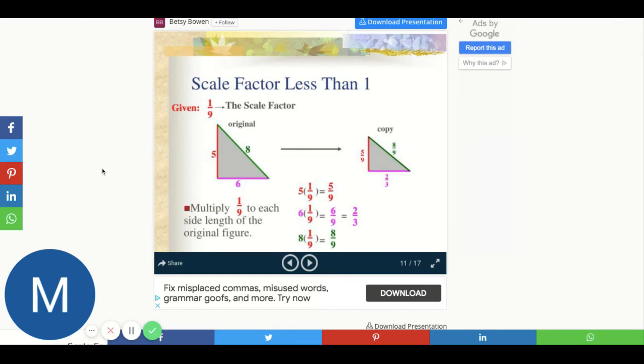Also on your Google form, you're going to be given a shape on a coordinate grid. This shape will not have the side lengths measured for you. You're going to have to do that yourself by counting the squares of each side length. For this particular triangle, my base is going to be the 6 and my height is the 5. There is going to be a question like that on your Google form. I am going to be multiplying each side length by the scale factor, as you see right here. 5 times 1/9, 6 times 1/9, 8 times 1/9.